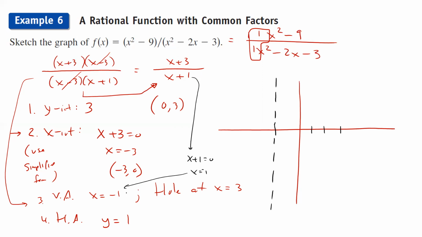So I got that. I got, let's see, a 1, 2, 3. I got a dot right over here. I have a dot at -1, -2, -3. I got a dot right there. And I got a horizontal asymptote coming through right over here.